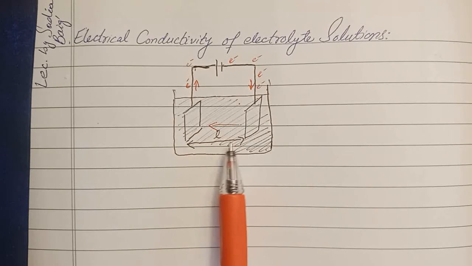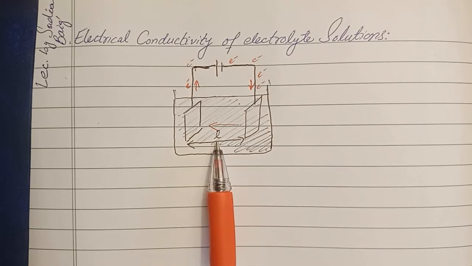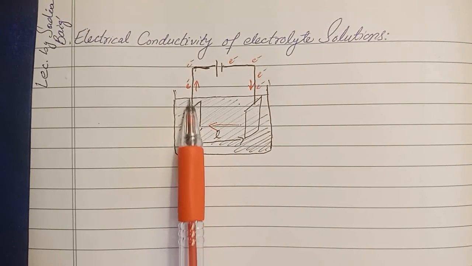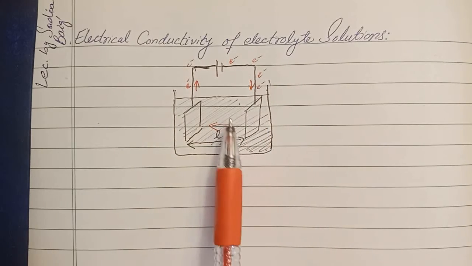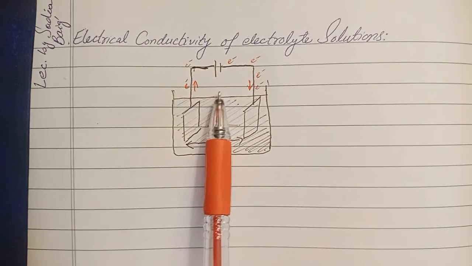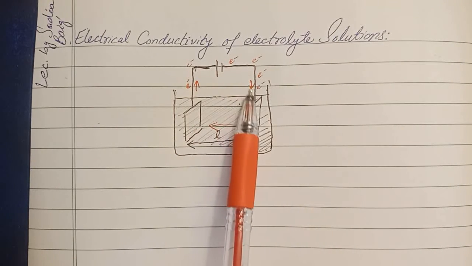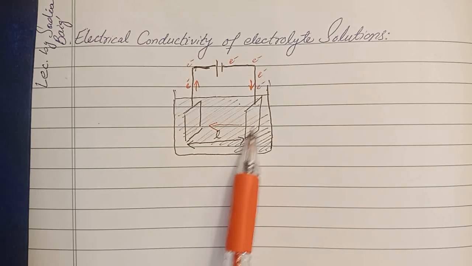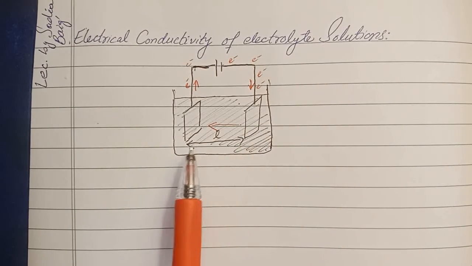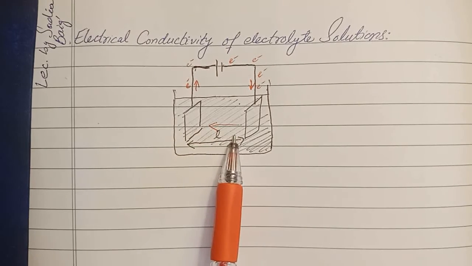The figure shows two metal electrodes at each end of a cell filled with a solution of electrolyte. A potential difference is applied to the electrodes by connecting them to a battery. Electrons carry the current through the metal wires and the metal electrodes, whereas ions carry the current through the solution.